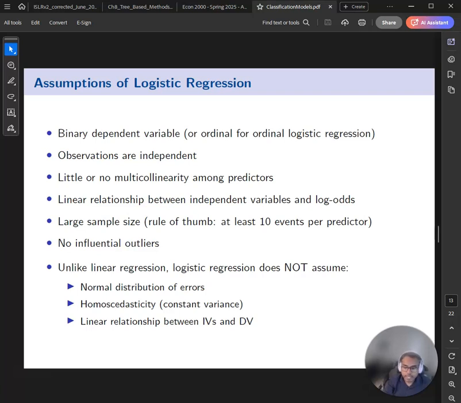But here's the nice thing. Unlike linear regression, it doesn't assume normal distribution of errors or homoscedasticity. It doesn't assume a linear relationship between the independent and dependent variables themselves. These relaxed assumptions make logistic regression more appropriate for binary outcomes, where these conditions typically wouldn't hold anyway.